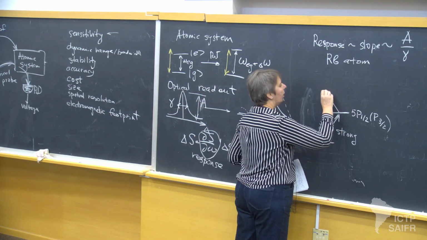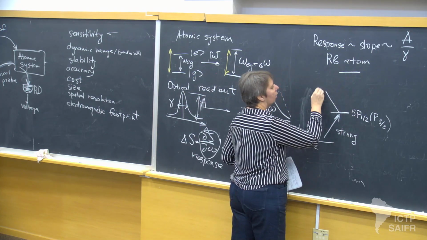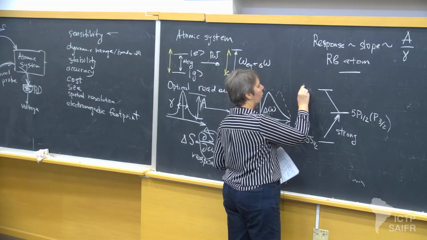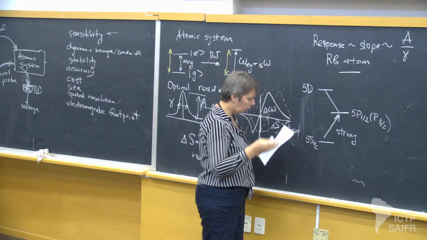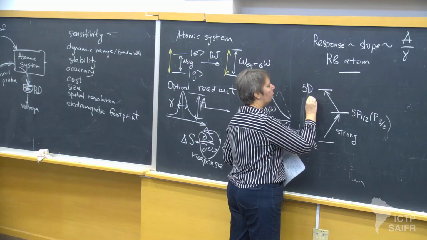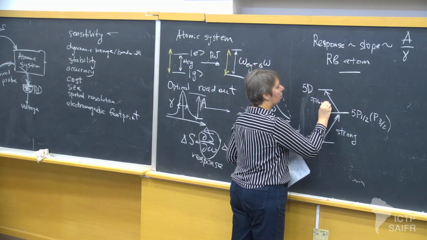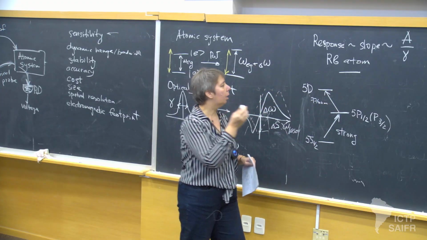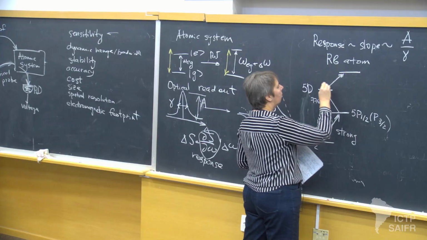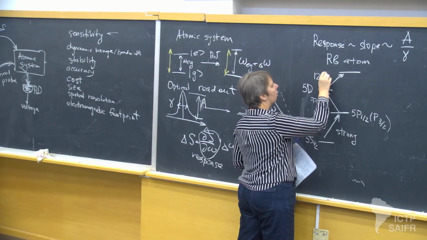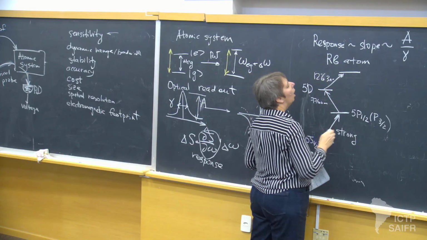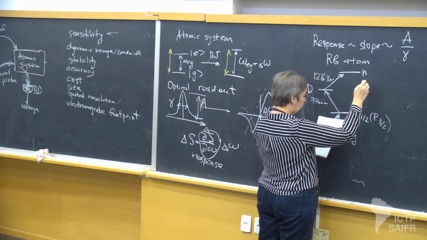The other couple of states I wanted to mention: we can have a higher level state. So for example, I think it's the 5D manifold. It can be reached with 776 nanometers. And then if you keep climbing higher, I think it's 1263 nanometers, you can get to the highly excited states.